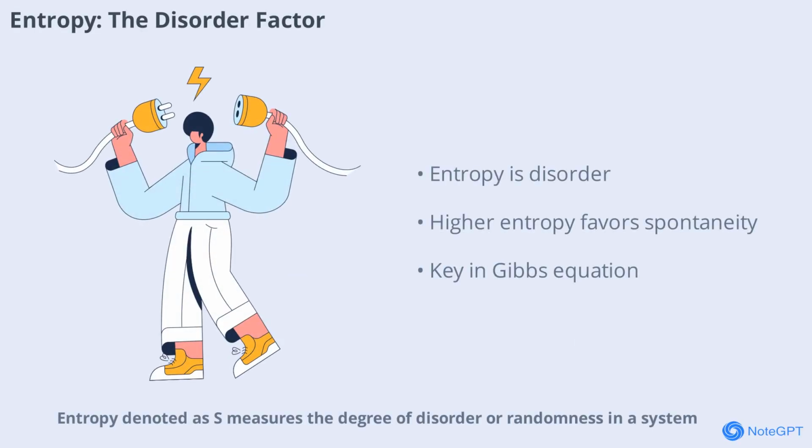Entropy, denoted as S, measures the degree of disorder or randomness in a system. In chemical reactions, entropy reflects how molecules are arranged and how much freedom they have to move. An increase in entropy means greater disorder, which often favors spontaneous reactions. Entropy is a driving force in the Gibbs free energy equation, showing that not just energy but also the arrangement of particles determines if a process will occur naturally.